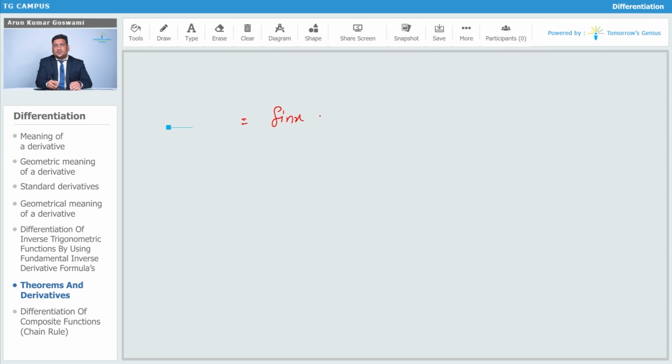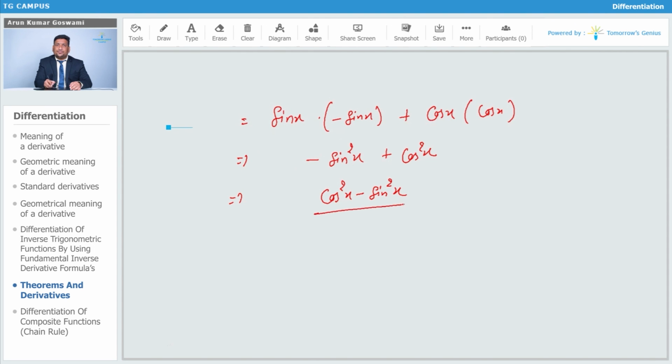So sin of x into differentiation of cos x is nothing but minus sin x, plus cos x as it is, differentiation of sin x is nothing but cos x. So what we got? Sin x into minus sin x gives minus sin square x, and here we have cos square x. If I solve this, cos square x minus sin square x is my final answer.